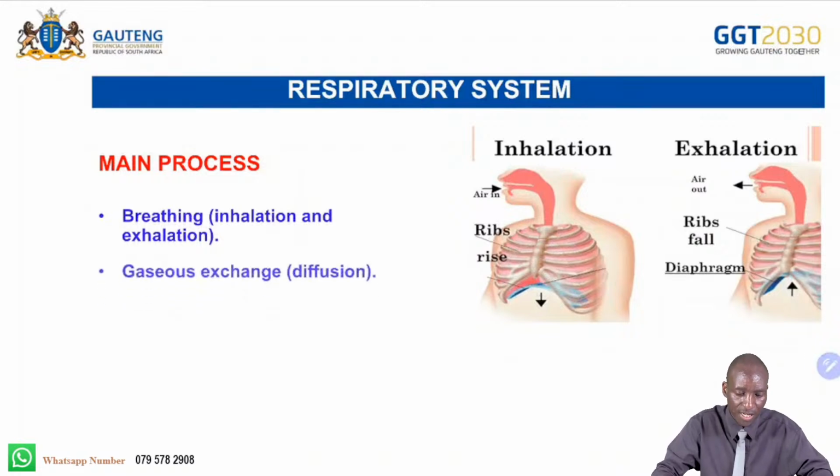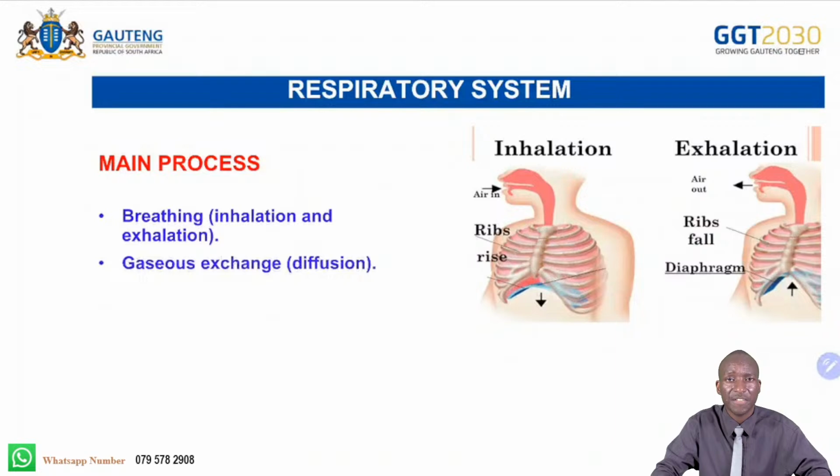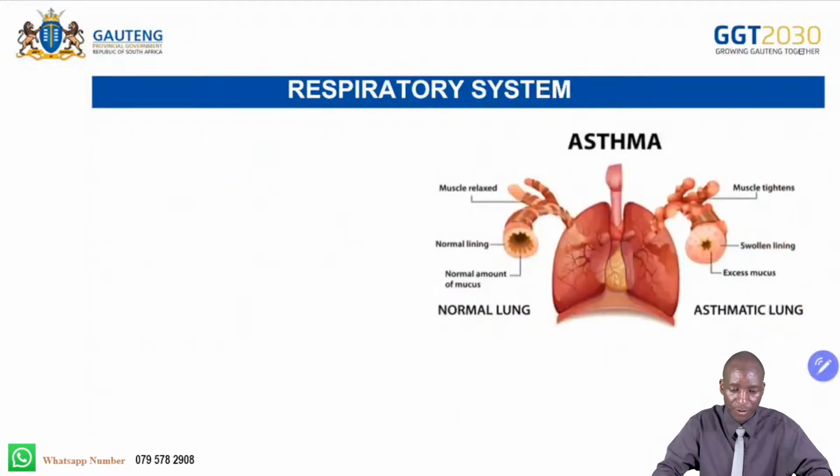What else? Gases exchange. In this case, we talk about diffusion, where you've got the gases exchange. Which gases are involved in this case? We've got oxygen and carbon dioxide. Remember that. We breathe in oxygen and breathe out carbon dioxide. Then, of course, respiration. That's the process where our energy is released. And in this case, carbon dioxide will also be removed from our bodies through this process.